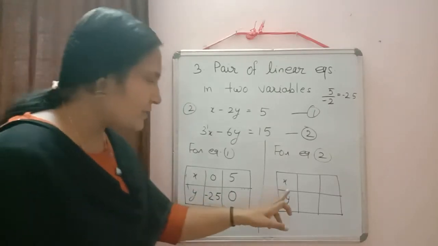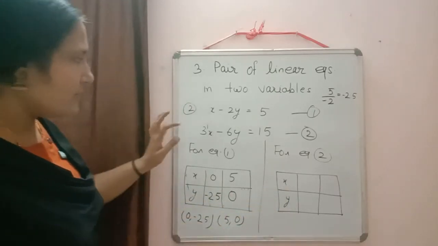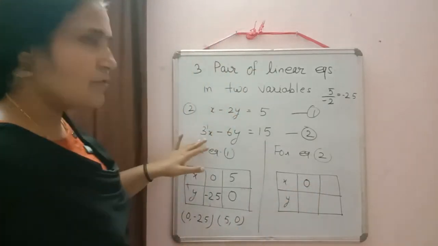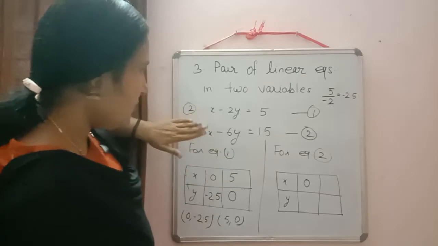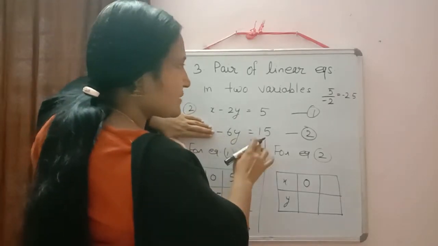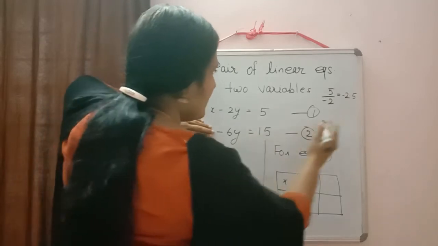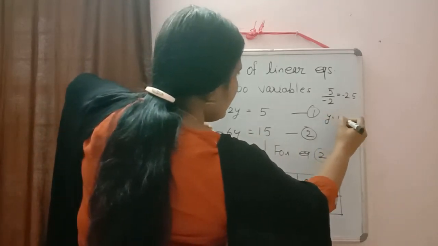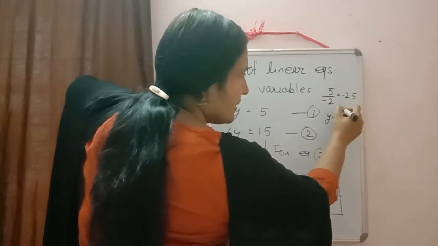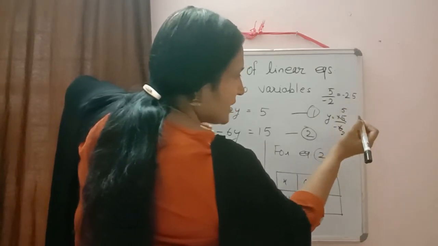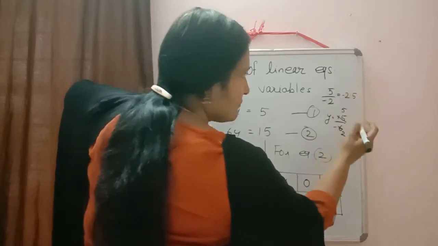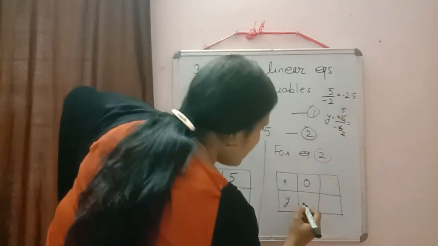Similarly, we will plot the point for the next one also. Again, substitute x is equal to 0. Then what will come? y is equal to, here this term became 0. So we are getting minus 6y is equal to 15. Then y will come 15 by minus 6. We can cancel it. So it will come 3 5s are 15, 3 2s are 6. Again what we are getting? 5 by minus 2, and that was equal to minus 2.5.